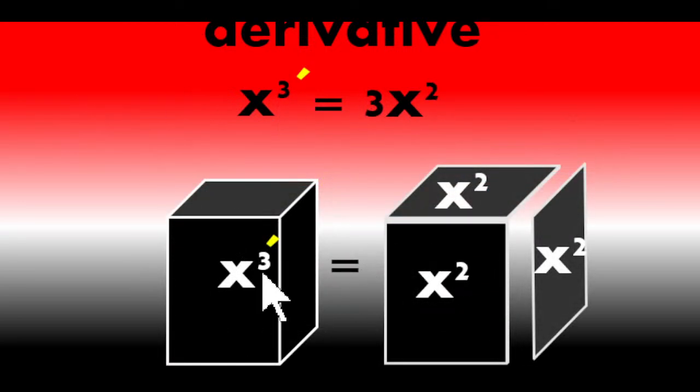Get derivative of a cube, and you get 3 squares. Follow that formula, 3 squares. 3 of them, 3x squared. That's what you got, 3 of them. Remember, you got 6, but only 3 are relevant, because the others are mirror images.